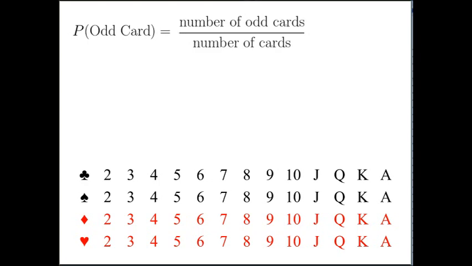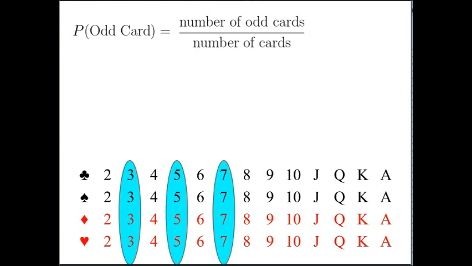So as far as odd cards go, we have 4 threes, 4 fives, 4 sevens, and 4 nines. So in total we have 16 odd cards. And the total number of cards that we have, because this is a standard deck, is 52. So our fraction is going to be 16 over 52. And the probability that we get is 0.308. So the probability of picking an odd card from a standard deck of cards is 0.308.